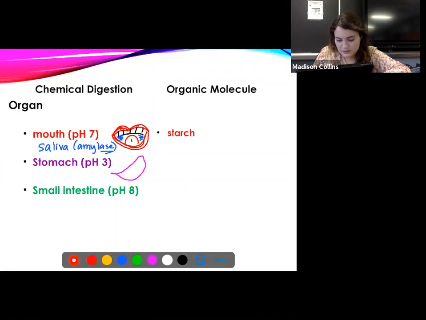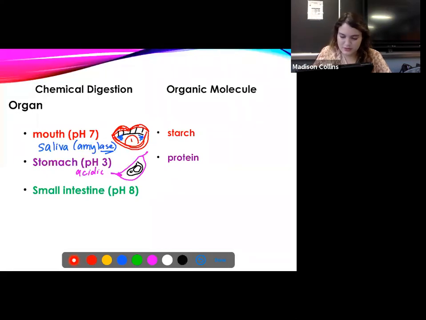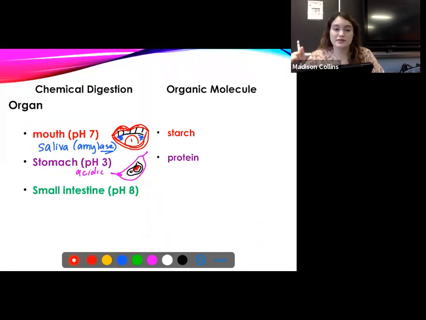All right, the stomach, let's see if I can draw a stomach. The stomach, which has a pH of 3, which is super acidic, remember, is going to focus on breaking down protein. So whenever you think of the stomach, you can think of a nice T-bone steak in here. Let's see if I can draw a steak. We'll draw some red on there to show it's meat. So your stomach is going to specialize in breaking down protein.